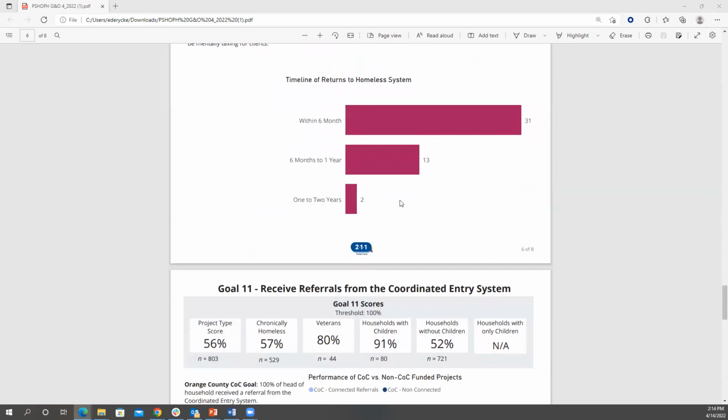Now the timeline of returns to the homeless system. So after the client exits to a permanent housing location, how long is it taking them to return to the homeless system? Most of the clients are returning within 6 months. 13 are returning from 6 months to 1 year, and only 2 returned from 1 to 2 years after their exit. So in most cases, if the client can get through those first 6 months, they're more likely to not return to the homeless system.